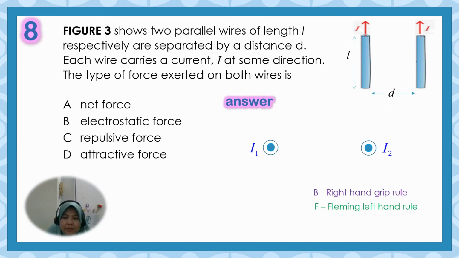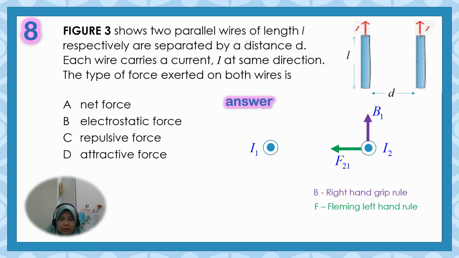Okay. And then for question number 8, the figure shows two parallel wires of length L, separated by a distance T. Each wire carries a current I in the same direction. The type of force exerted on both wires is, okay, referring to the diagram, first we need to identify the magnetic field for I1 using the right hand grip rule. So you will get B1 is upward, and then we use the Fleming left hand rule to identify the force exerted on I2.